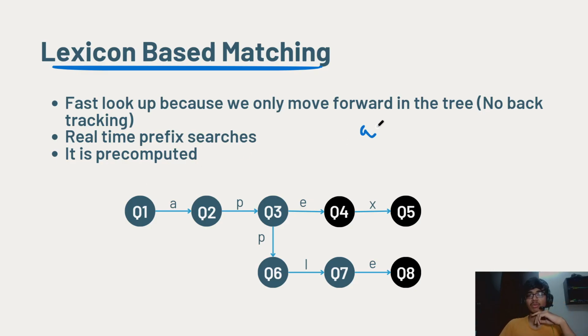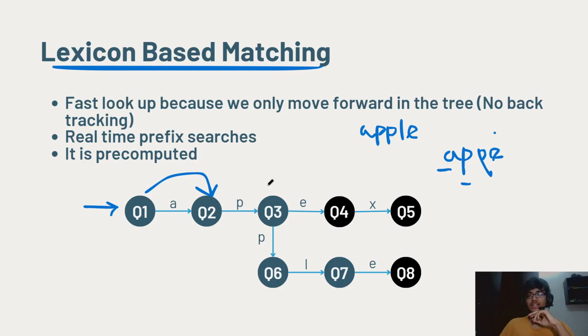Suppose I wanted to type out apple. Okay, that's what I wanted to type out, but I made a mistake. So the thing I typed out is APPE. So I'll be starting at Q1. When I give the first letter A, I'll be going from Q1 to Q2. I give the second letter P, go from Q2 to Q3. And I give the next letter P, go from Q3 to Q6. Okay. So now I give the letter E and I stop.